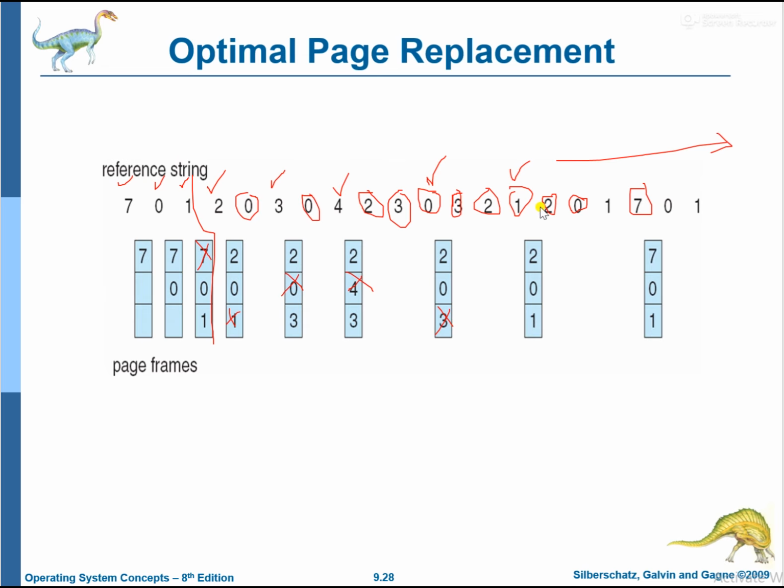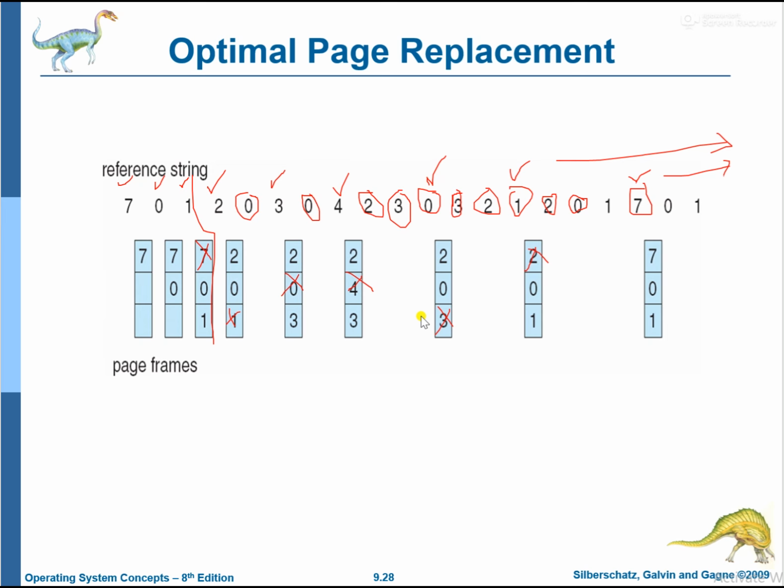Now 2 is needed, 2 is already there. 0 is needed, 0 is already there. 1 is needed, 1 is already there. And now we need 7, and 7 is again a page fault. So how can we bring 7 into memory? Again we go for the same thing and look whether 2 is needed in the future. We have only 2 references left in the future, so 2 is not needed. So 2 is the most appropriate victim and 7 will be brought in the place of 2. After that 0 is needed, 0 is there. 1 is needed, 1 is there.